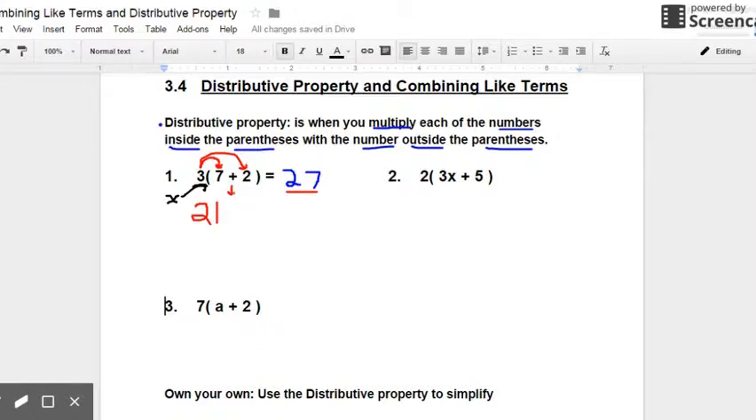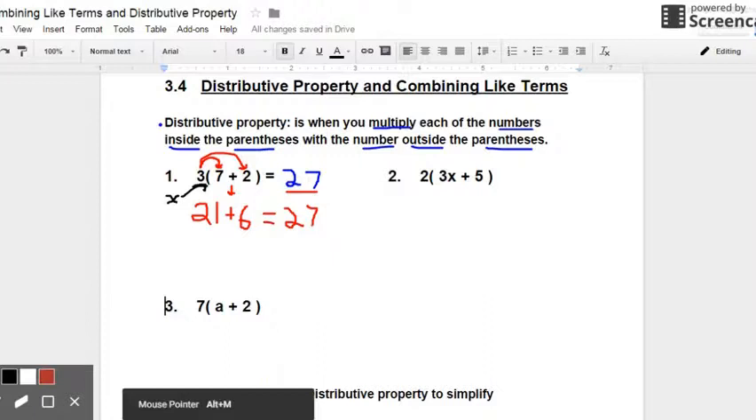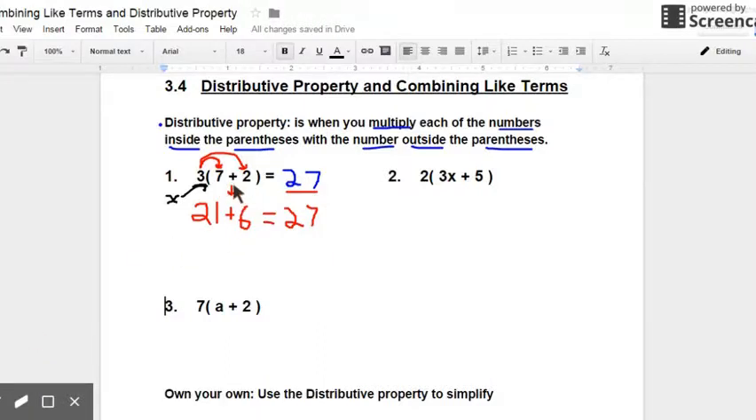Today we're talking about just addition. And then we have 3 times 2 is 6. Well, now if we add these together, 21 plus 6 is 27. And as you can see, it matches. These are the same answers. Well, you might ask, well, Mr. Montgomery, why would I do that? Why wouldn't I just add these two together and then multiply by 3 and get 27?